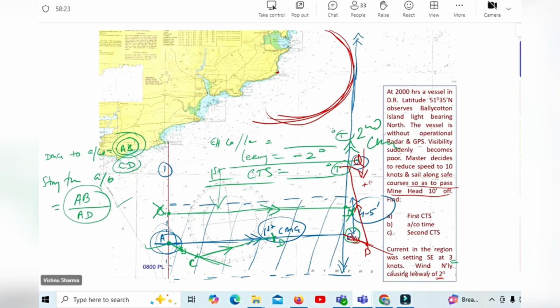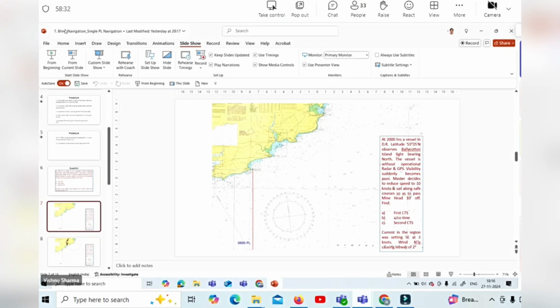So I have explained the procedure. Now I'll show you the same thing plotted on the chart. Let me clear the handwritten stuff here. And then if you have any doubts, do let me know what is coming to your mind.